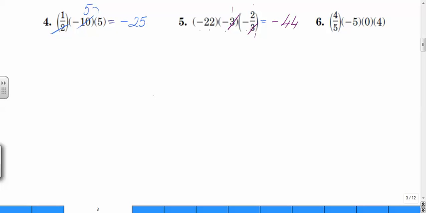Moving on, next one. 4/5 times negative 5 times 0 times 4. What is the answer? The answer would be 0. If any one of your factors in a product is 0, then your answer is going to be 0. Now, you have to be careful that 0 cannot be one of your denominators, because we know that's undefined. We cannot do such division, and you will be done by just stating that there is no answer, or that the expression is not defined on the real number set.